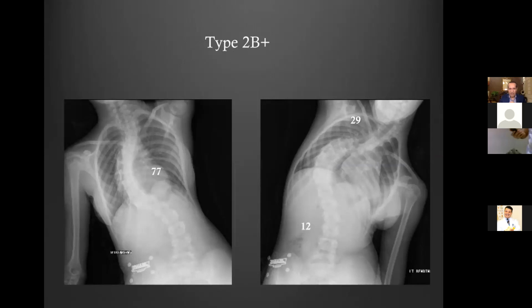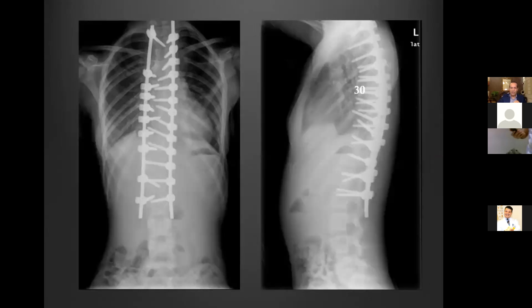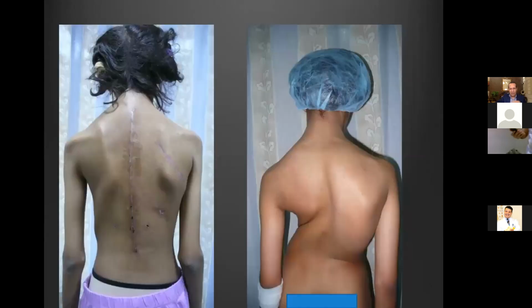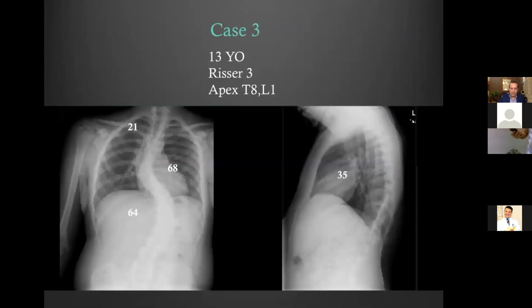So in this case, we have type 2, which is the double thoracic curve. So we go for fusion of the main thoracic and proximal thoracic. This surgery was done in 2008, and I did an anterior approach. At that time I did a lot of anterior surgery in these cases because it's a very severe case, and this is the end result of the same patient.